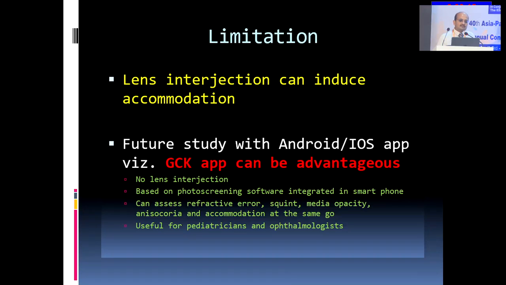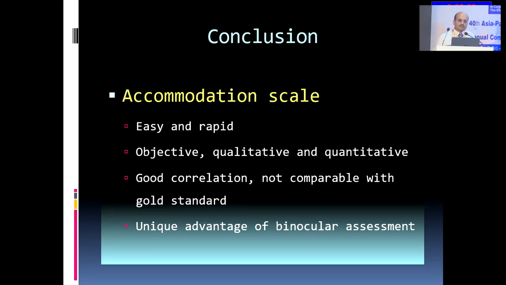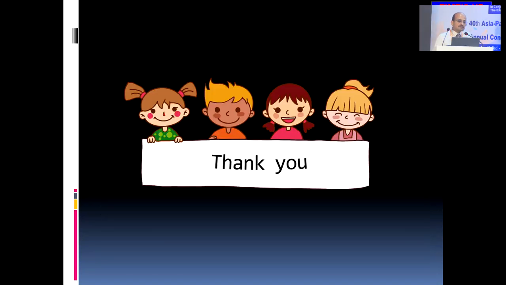The only limitation I find with this particular method is that it is still derived from the lens interjection method, and using an app based evaluation like the GCK app could make it easier. So in conclusion, the accommodation scale is a new armamentarium available in measurement of accommodation for children, and it's a quite quantitative and qualitative assessment technique for binocular assessment of accommodation in children. Thank you very much for your attention.